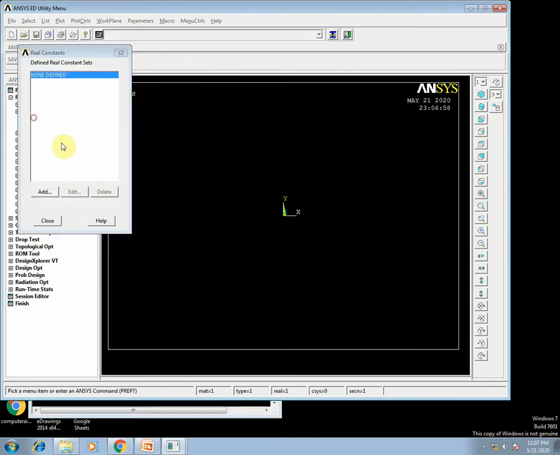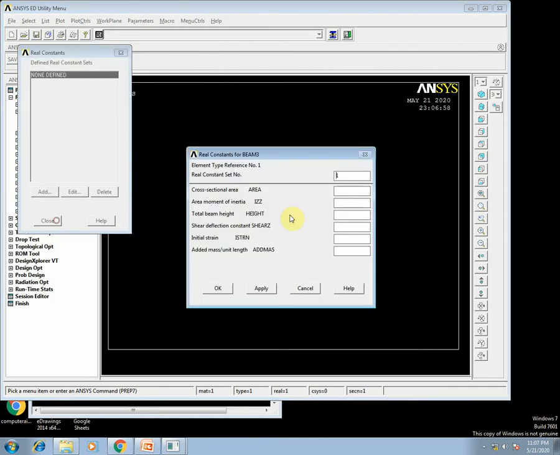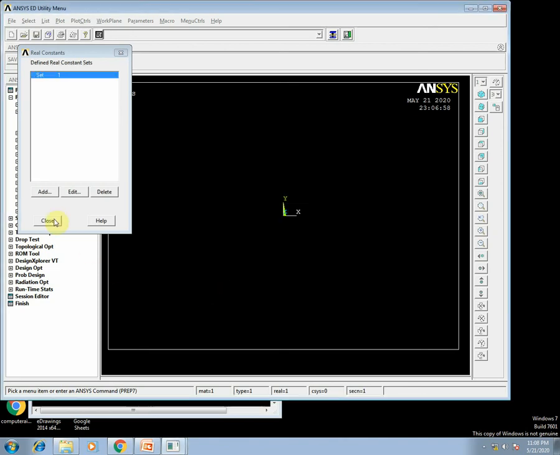Real constant. Here the beam parameters we have to add. These are the beam parameters: area, moment of inertia and height. Area is 0.06, and the moment of inertia we already have calculated, and the height of the beam is 0.3. Click OK.